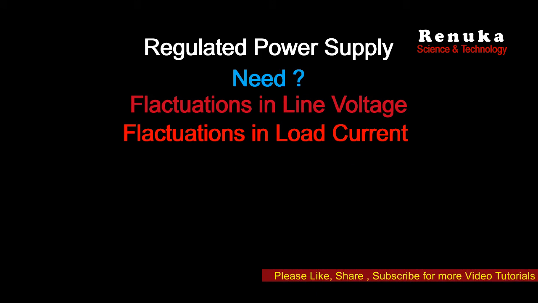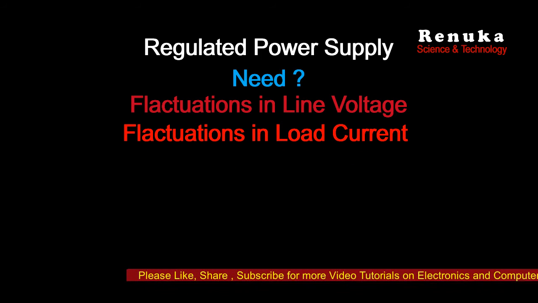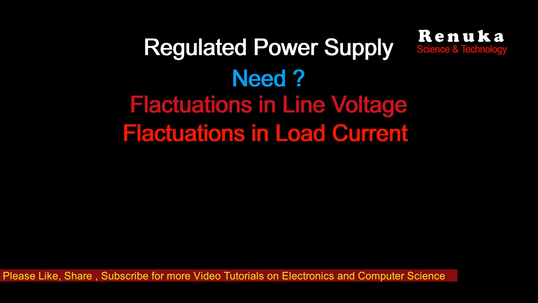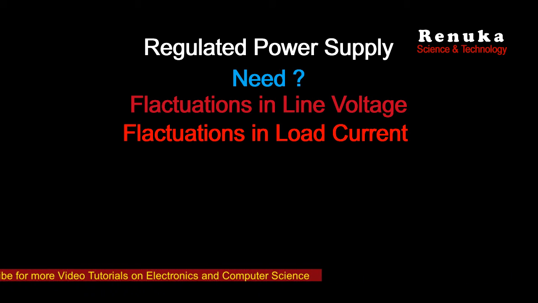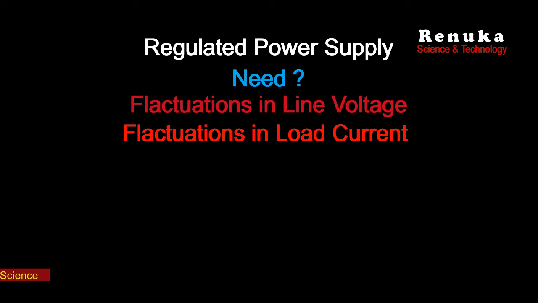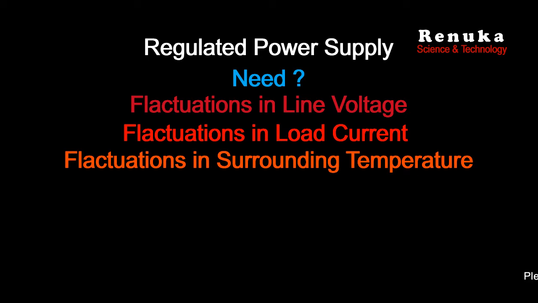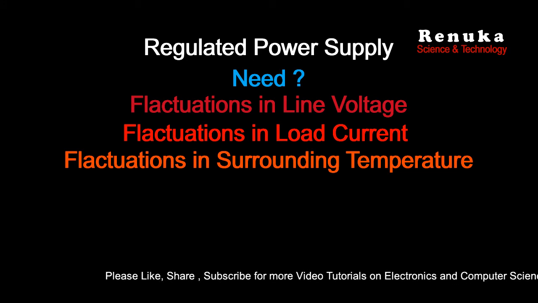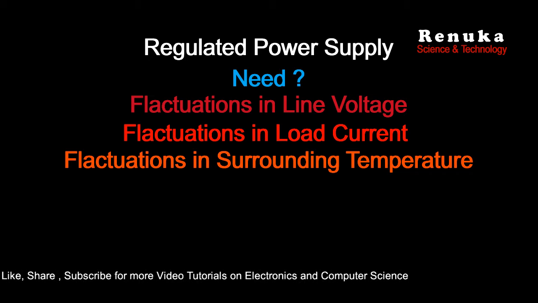In the same way, when the load changes, if a number of loads are connected, the load is increasing, that will decrease the resistance, and that will increase the load current. So when load current increases, the voltage at the load also changes. So there will be fluctuation at the output also. If the temperature also fluctuates, there will be fluctuation at the output of the power supply. So these fluctuations due to change in input voltage, change in load current and change in temperature will create fluctuation at the output.